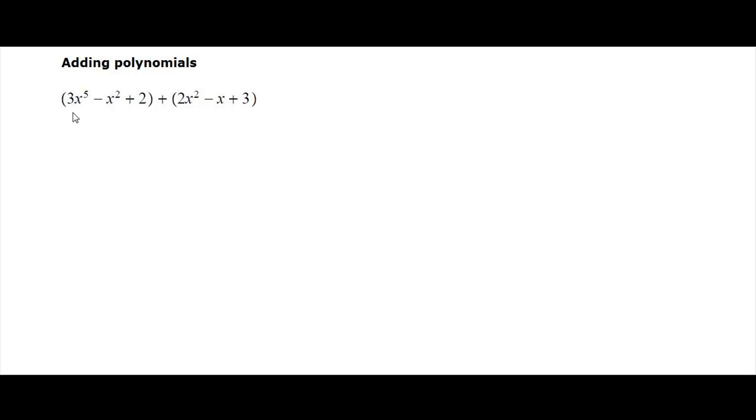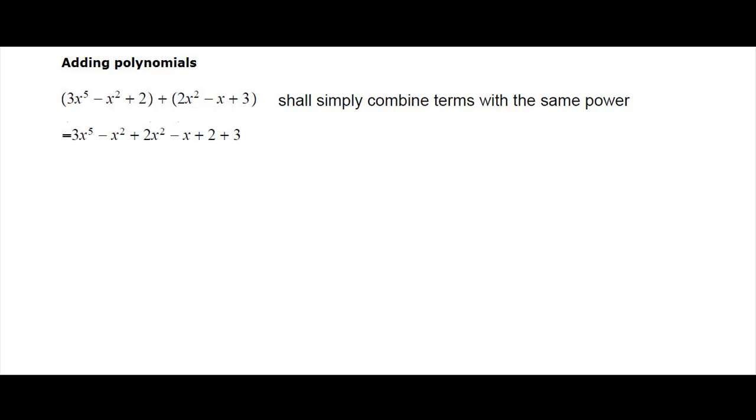Okay, so we are adding polynomials here, okay? So I have two polynomials, one is here, another one is here. So when we add them, what we will do, we'll just combine the like terms, right? Put them together and then add them together, right? So one term here is 3 times x to the power 5. Do we see any other x to the power 5 here? No, right? So we shall simply combine terms with the same power. There is no other x to the 5, so it stays as 3x to the 5, right?